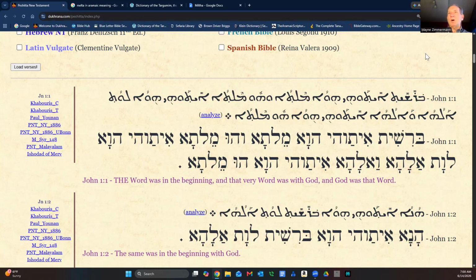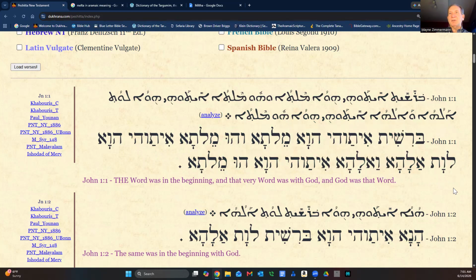So, John 1:1 in the Aramaic would be Bereshit, Idav, Hav, MILTHA, Vehu, MILTHA, Itav, Hav, Lava, Alaha, Va'alaha, Itahu, Hu, or excuse me, Hav, Hu, Mela. So the word we want to look at is this word for word.